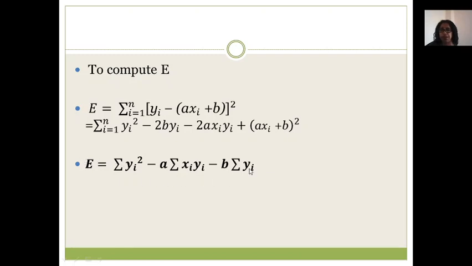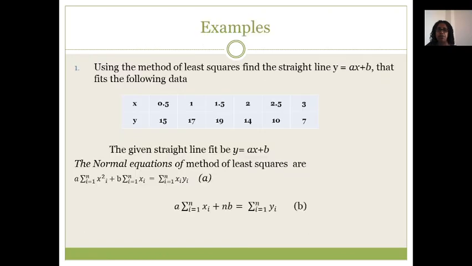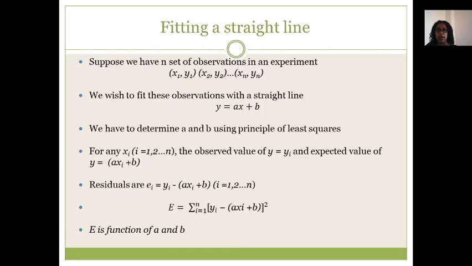This equation is also important, capital E. So altogether, this is what he had seen to fit a straight line. Let me go back to the earlier equations, earlier slides.